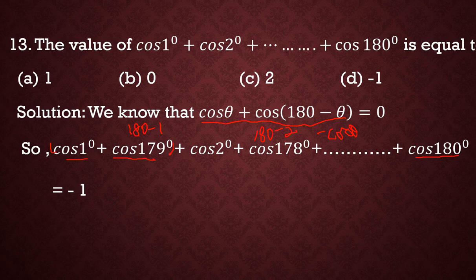So in all the cases, if I use this formula, this entire term is 0. And again cos 2 degree plus cos 178 degree is 0. Remaining terms are also 0. The only thing left is cos 180 degree. And you know the value of cos pi is equal to minus 1. That is option D.